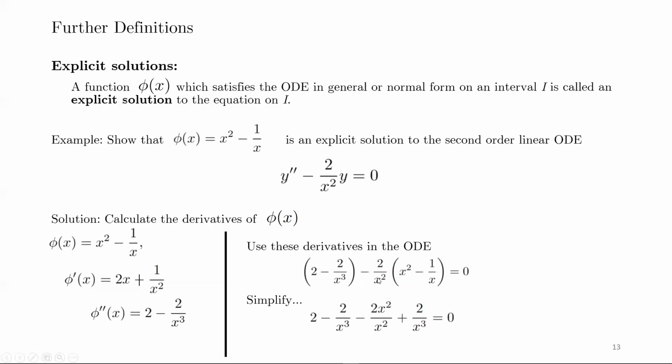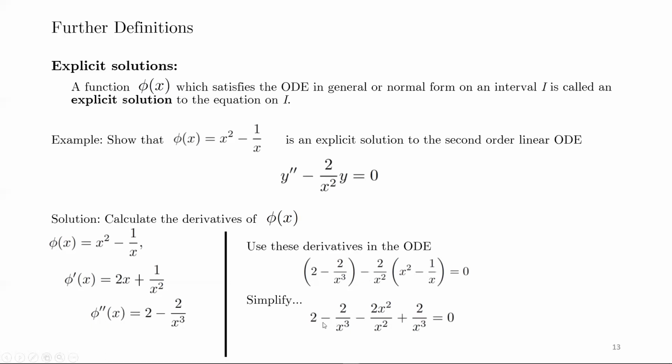Okay, so we can simplify this, right? We can say, well, 2 minus 2 over x cubed doesn't simplify. But here we can take this product into the brackets, right? So 2 over x squared times x squared is just going to be 2, you see the x squareds are going to cancel here to make 1. And minus 2 over x squared times minus 1 over x is going to make positive 2 over x cubed. Okay?